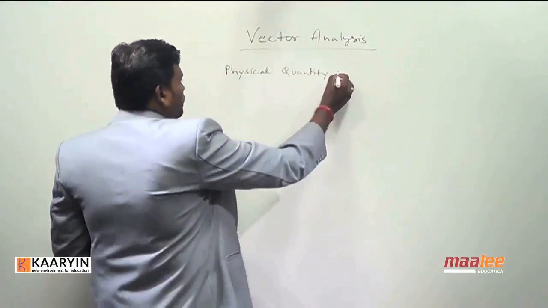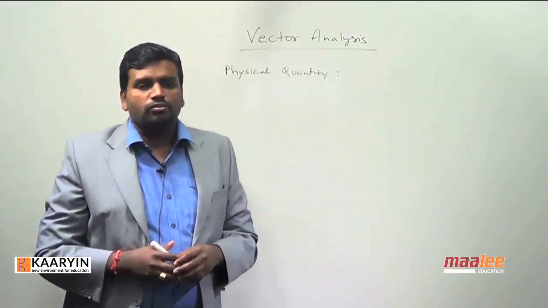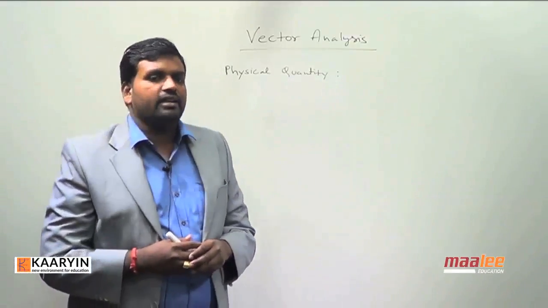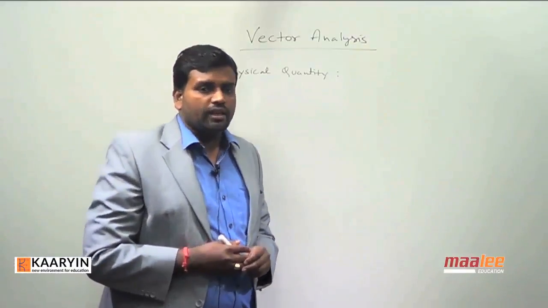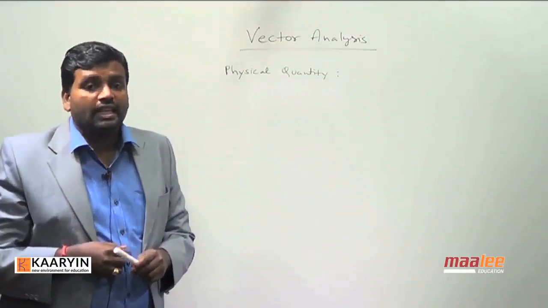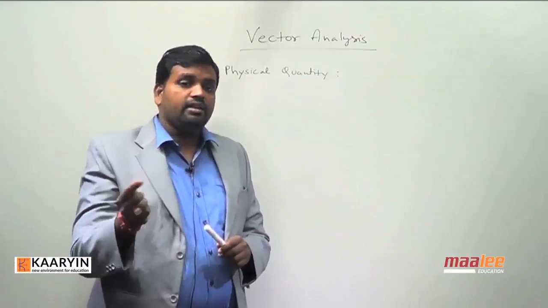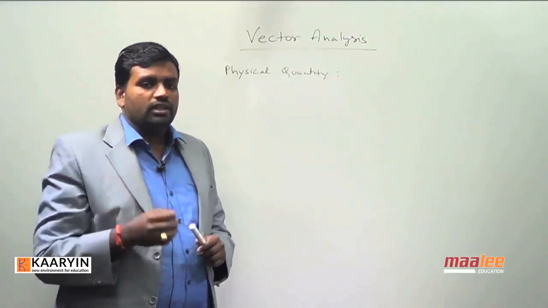What is meant by physical quantity? Okay, physical quantity means quantities which can be measured directly or indirectly, and in terms of which the laws of physics can be expressed. That is known as physical quantity.